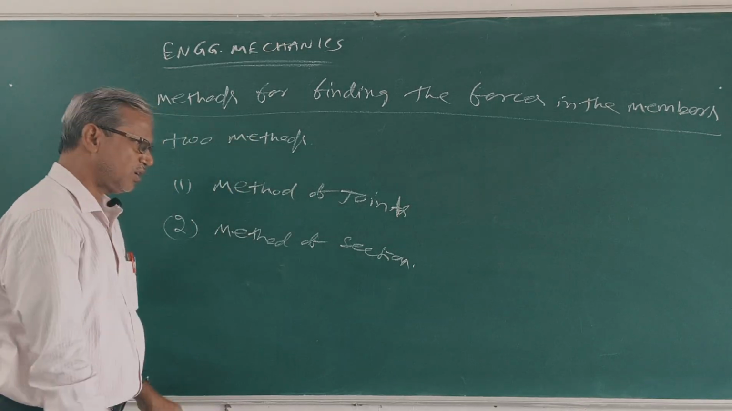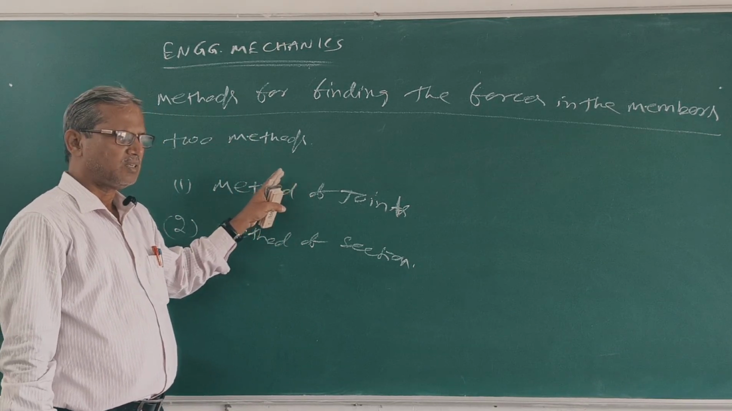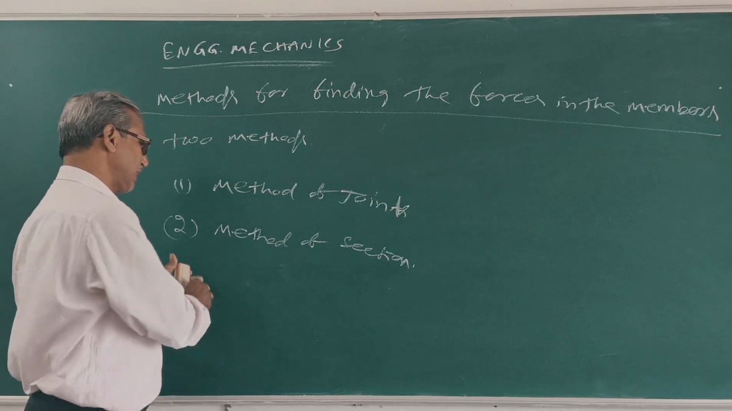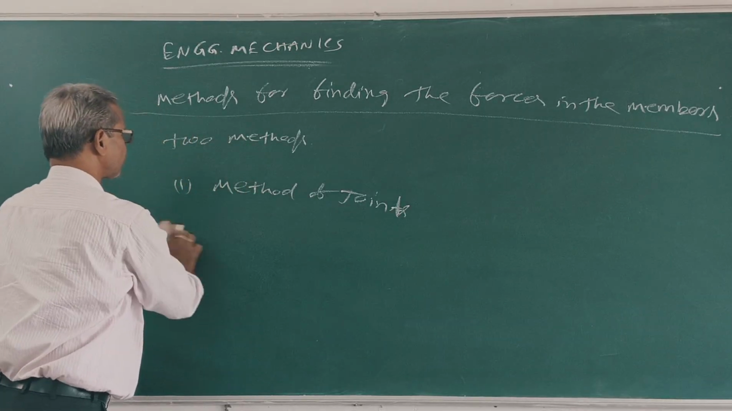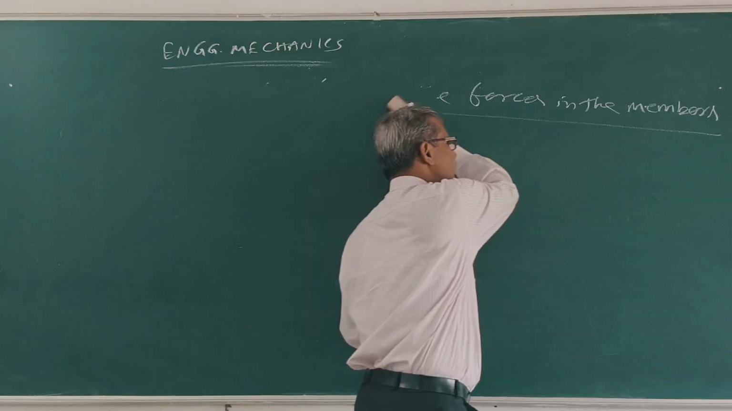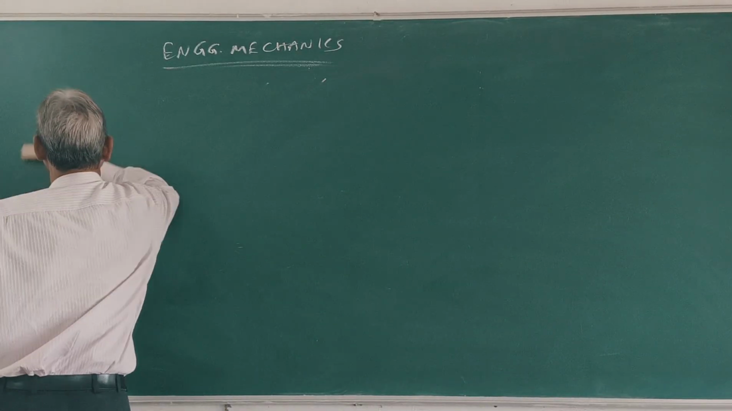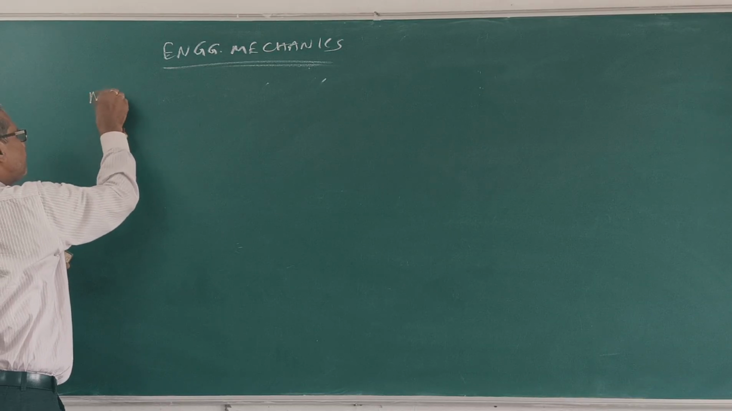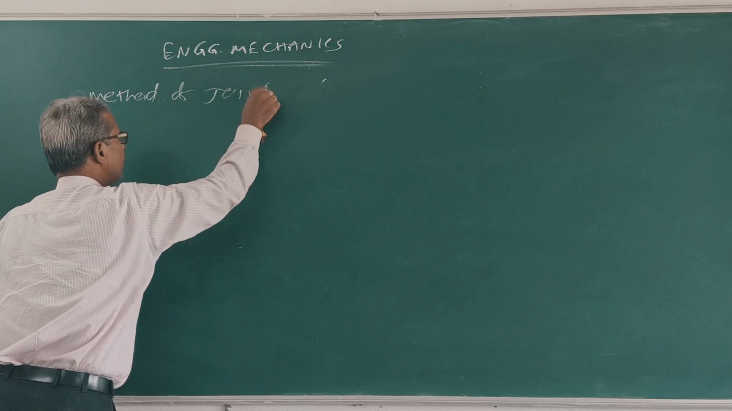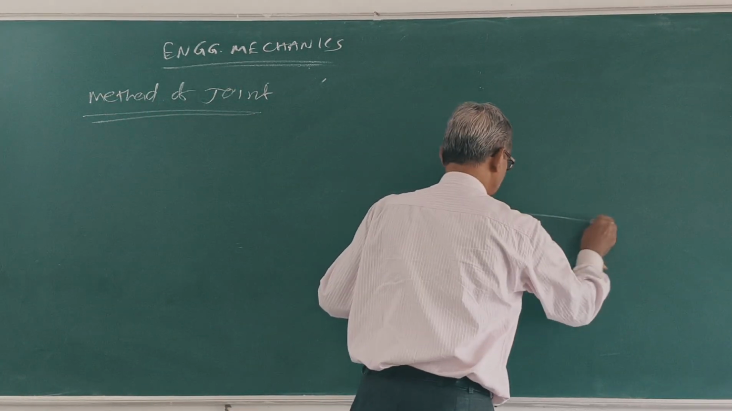Now, I will do what is the method of joints and some problems in this method. Then I will start the method of sections. Now, method of joints. Suppose this figure, clear?